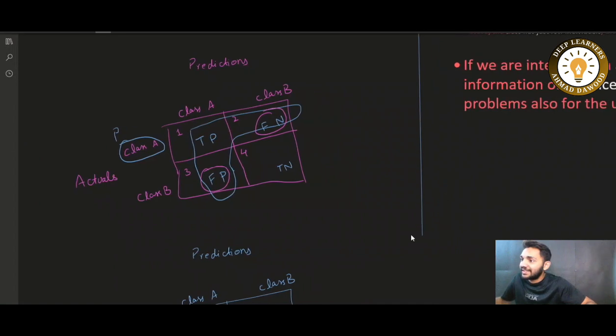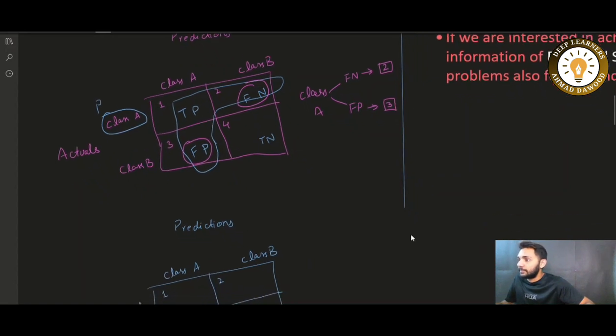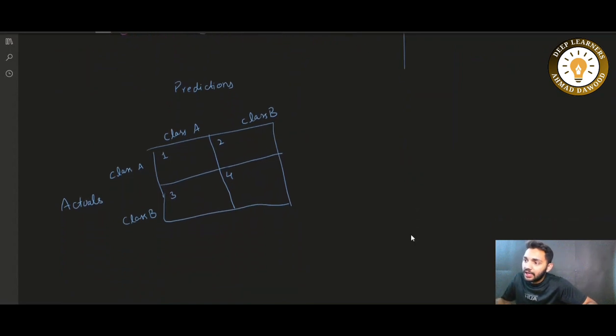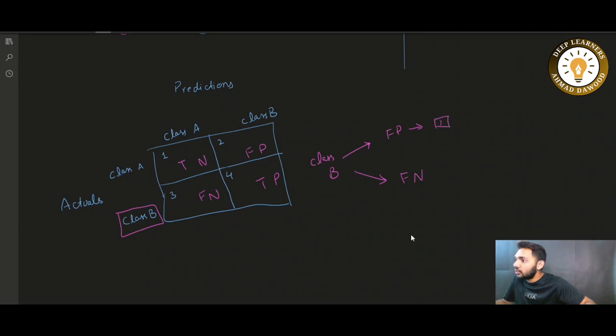With respect to class A, your false negative is in cell number 2, and false positives are lying in cell number 3. Now if I ask you, let's say class B is the positive class for a while. Your model has made these a positive prediction, and this a negative prediction, and this is a true prediction, and this is also a true prediction, others are false. So with respect to class B, false positives are lying in cell number 2 and false negatives in cell number 3.